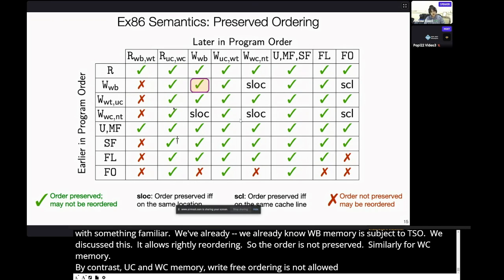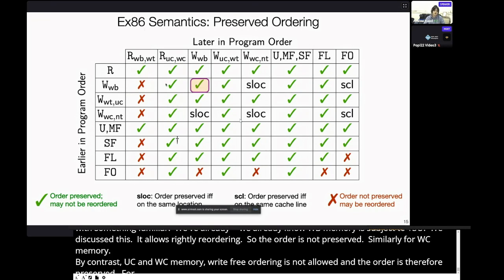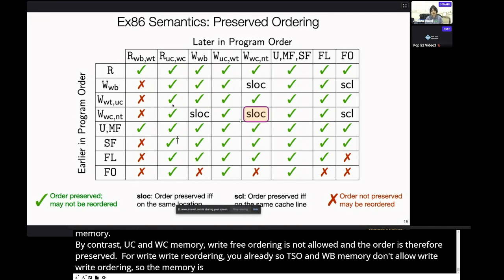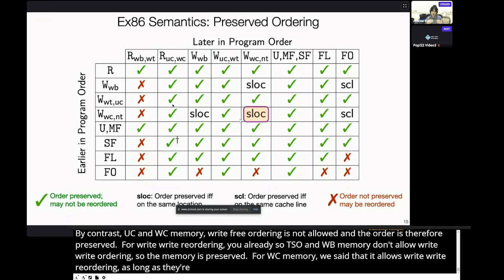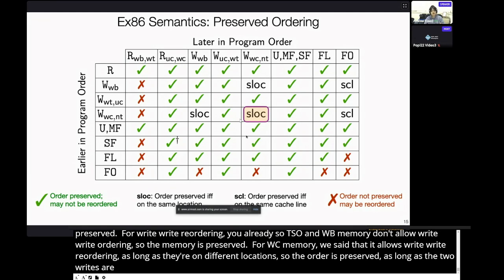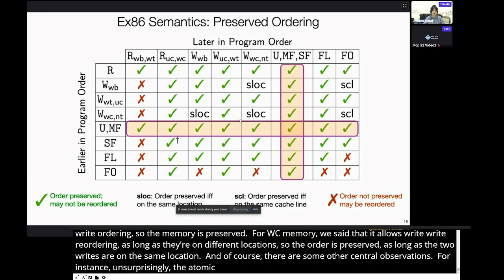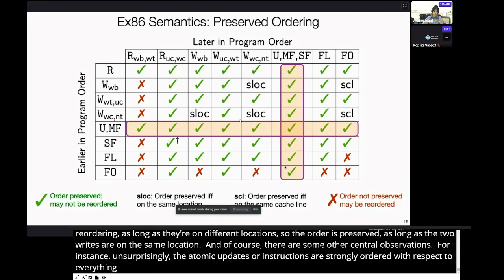For write-write reordering, we already know that TSO and WB memory don't allow write-write reordering, so the order is preserved, whereas for WC memory, we said that it allows write-write reordering as long as they're on different locations. So the order is preserved so long as the two writes are on the same location, denoted by this S log. And of course, there are some other simpler observations. For instance, unsurprisingly, the atomic update or RMW instructions and memory fences are very strongly ordered with respect to everything. So you can see you have ticks along both rows and with the corresponding row and the column.